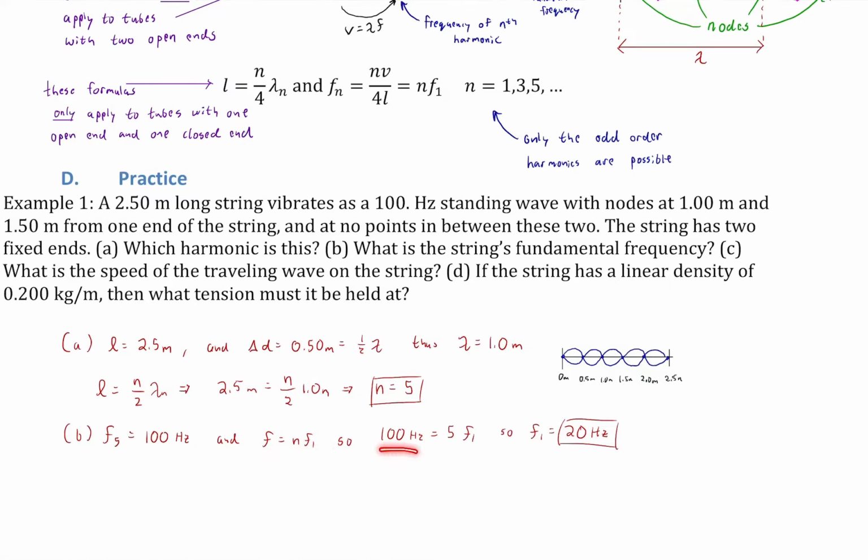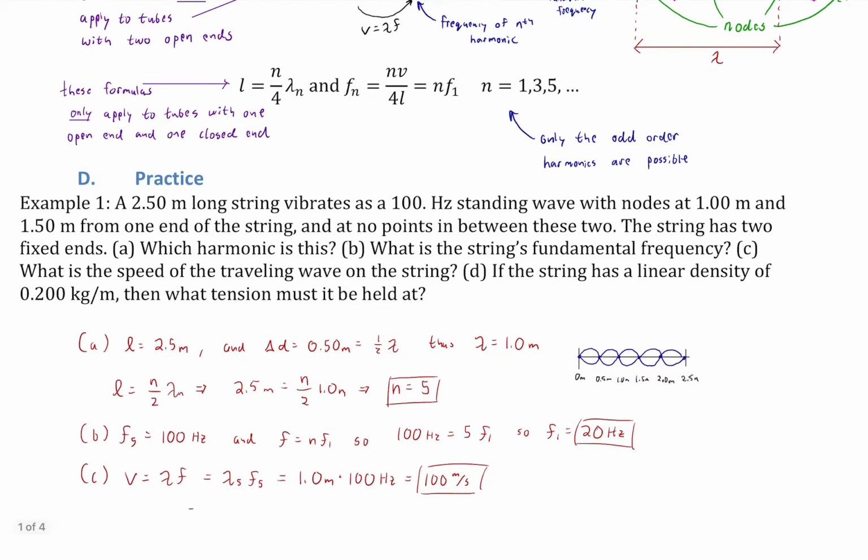So that means that 100 hertz equals 5 times f1, which means that the fundamental frequency is 20 hertz, just 1/5 of 100. Okay? All right. And then part C, what is the speed of the traveling wave on the string? Well, since we know the wavelength of the fifth harmonic and we also know the frequency of the fifth harmonic, then we have enough information. Wavelength times frequency is speed.